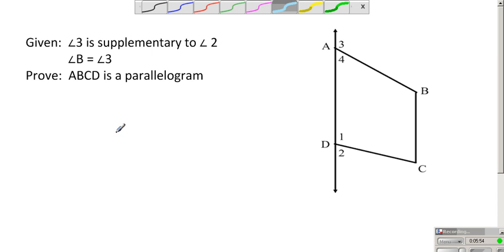where we have that angle 3 is supplementary to angle 2, and angle B equals angle 3, and we want to prove ABCD is a parallelogram.